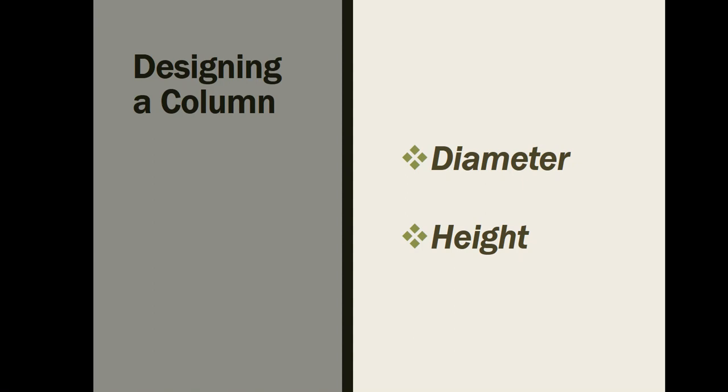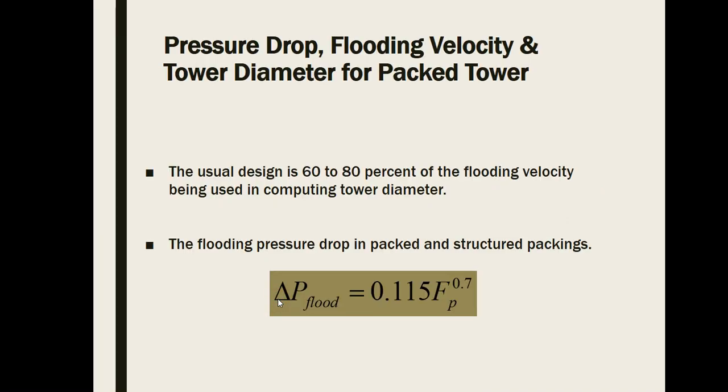So now we go to the design of our column, and when we speak of the design, we are determining the column diameter and the height of the column. So the first part here of the discussion is in determining the diameter of the column. If we need to determine the diameter of the column, we need to know the concept of the flooding velocity, because that's the main principle, or theory, that we use in designing how big our column should be.